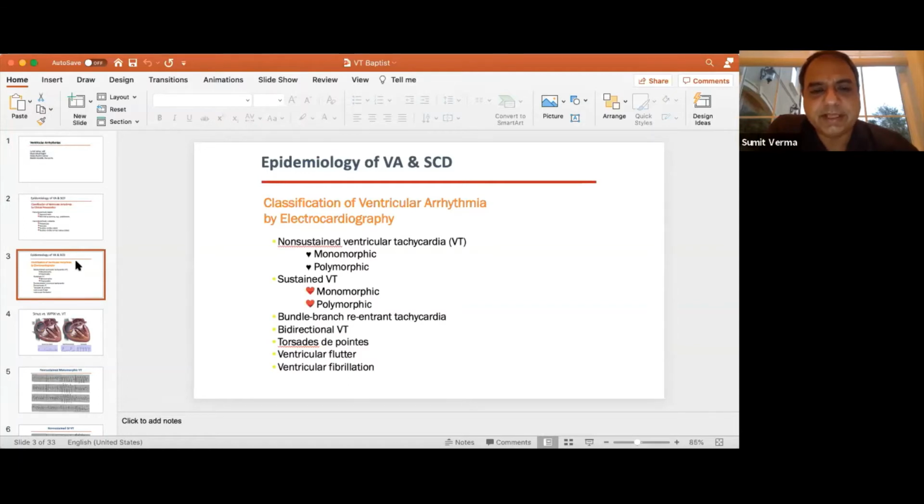The arrhythmias are further classified based on morphology. You can have non-sustained ventricular tachycardia, which could be monomorphic or polymorphic. You can have sustained ventricular tachycardia, which again could be monomorphic or polymorphic. There are specific subtypes. There are reentrant tachycardias. There's something called a bundle branch reentry tachycardia, which is where reentry occurs within the left and right bundle branches. There's bidirectional VT, there's torsade, and then ventricular flutter and ventricular fibrillation.